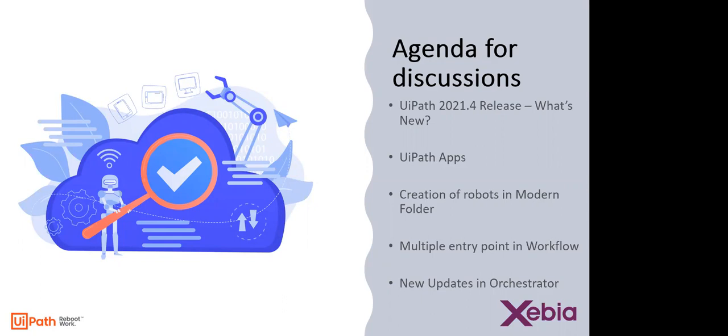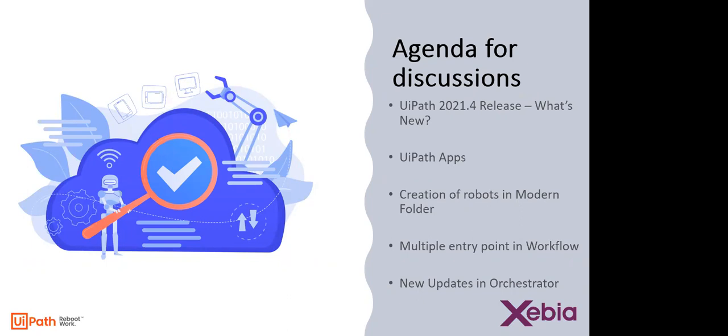The third topic is the creation of a robot in a modern folder. In this, we would cover how we can create a modern folder, how we can assign a robot inside it, and the use and advantages of doing that. The fourth topic is multiple entry points in a workflow. Why do we need it? Why is it required? That is what we would cover.